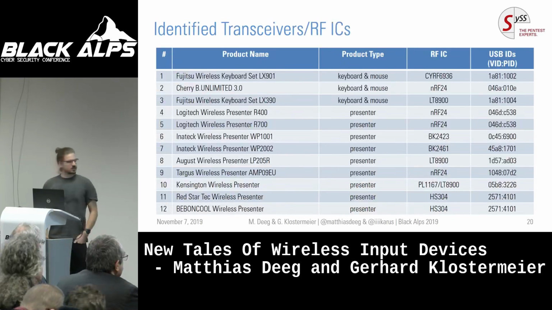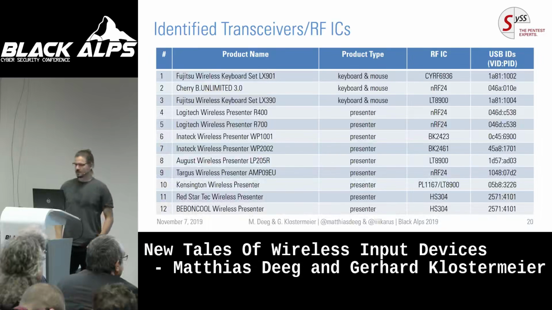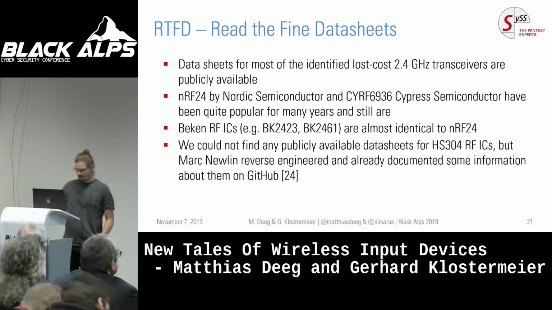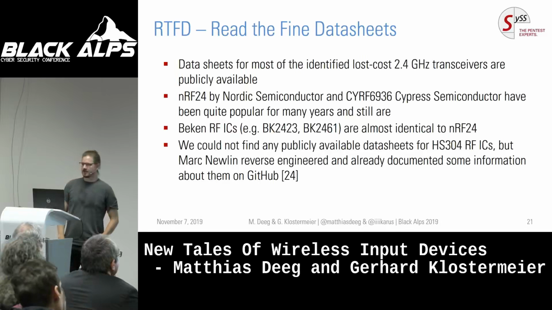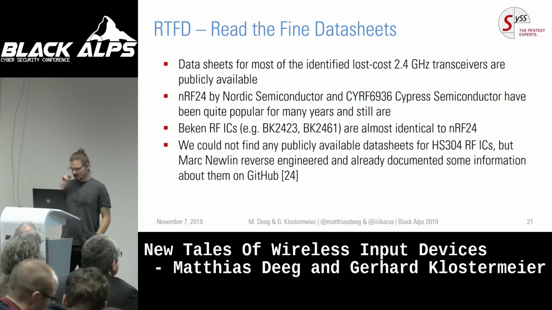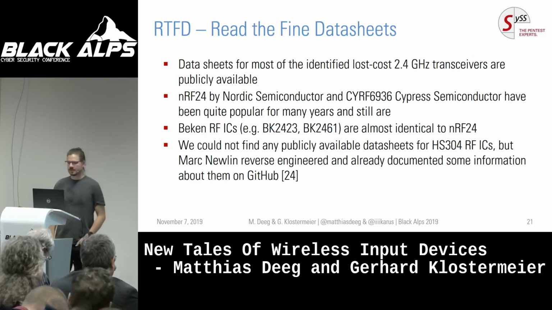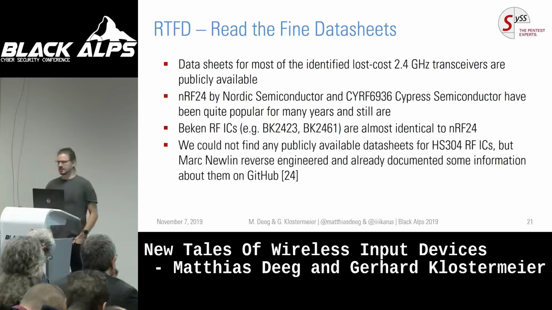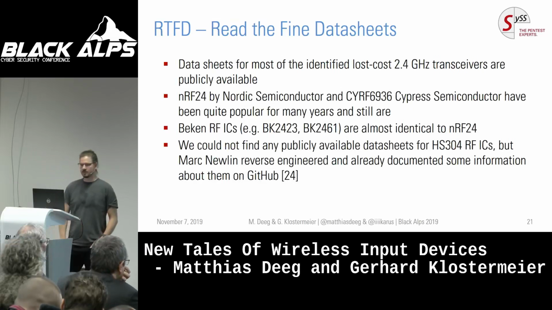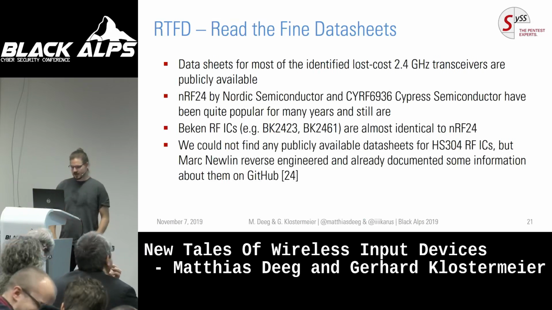After the first research, we could determine the chips that were in there. As you can see, there are a lot of different chips, so there was a lot of work to do. First of all, you try to find the datasheet, and in most cases, actually, we got lucky. The datasheets for the NRF24 and for the Cypress chips are freely available online and used in some of these products, and you can learn a lot about these devices.